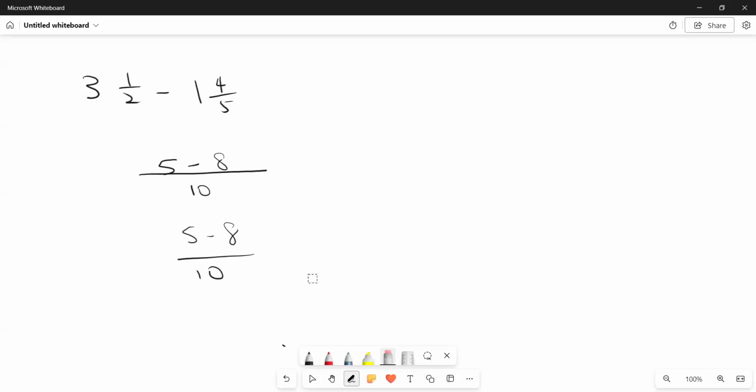So down here, 3 minus 1 will be 2 here, right? Since 8 is greater than 5, what you do is borrow 1 from this, or take 1 from here, and you have 1. And remember that 1 is 10 over 10. So you put 10 plus 5 minus 8, and you'll end up with 1 and 7 over 10.